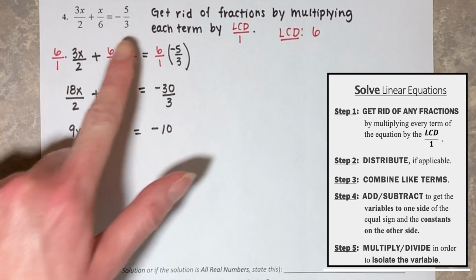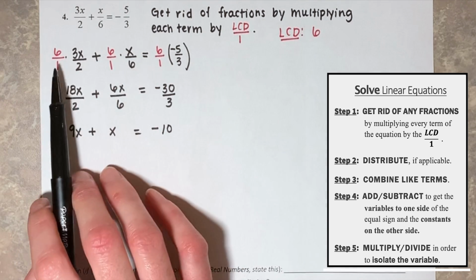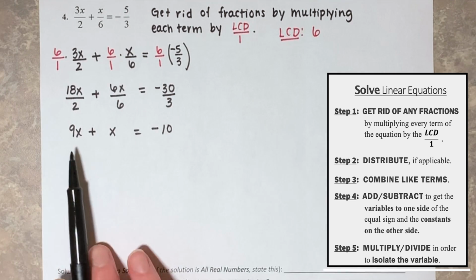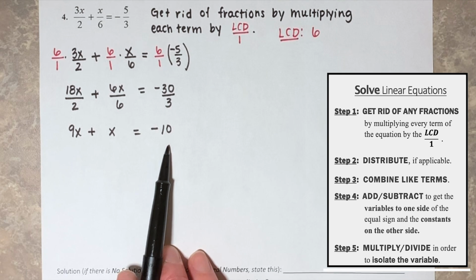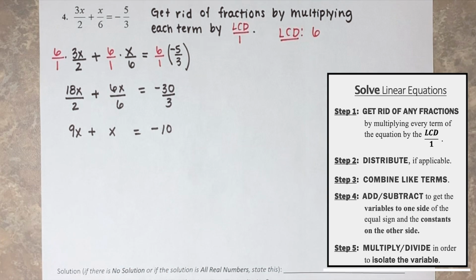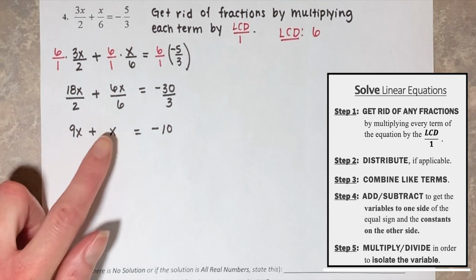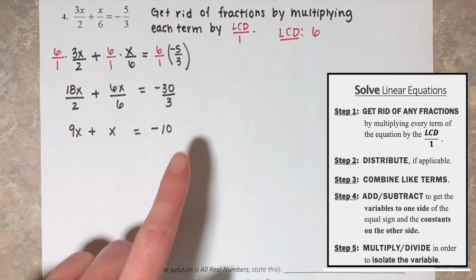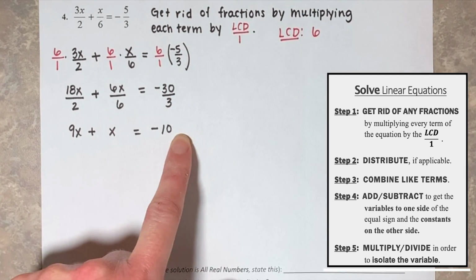Anytime you have an equation involving fractions, if you multiply each term by the LCD over 1, your fractions will completely disappear. Now we've just got a basic linear equation that we can solve. Let's see, when we're solving linear equations, first, get rid of fractions. We did that. Step 2, distribute. Well, there's nothing that can be distributed, so we can skip step 2. Step number 3, if there's any like terms on the left side, we'll combine them, and if there's any like terms on the right side, we'll combine them.